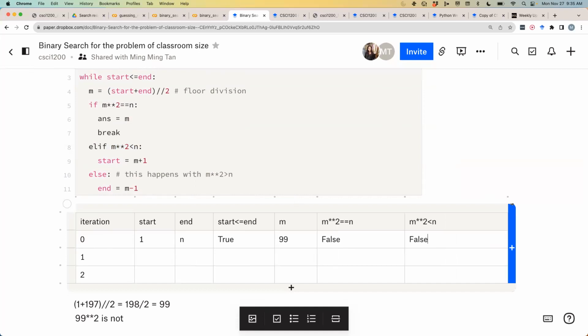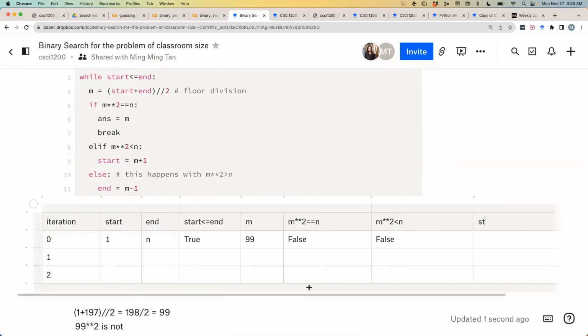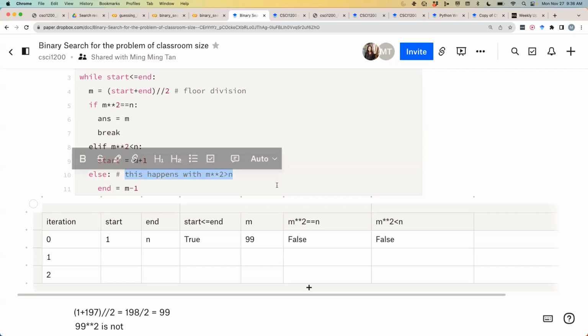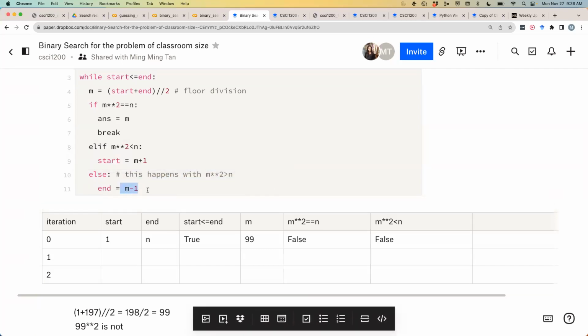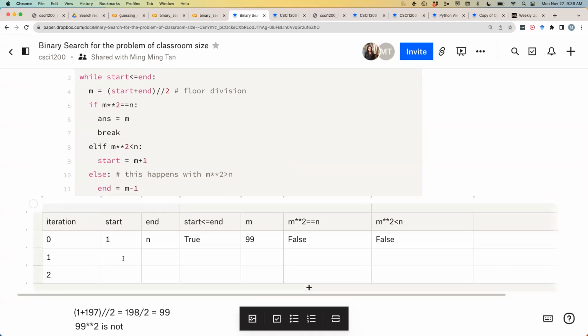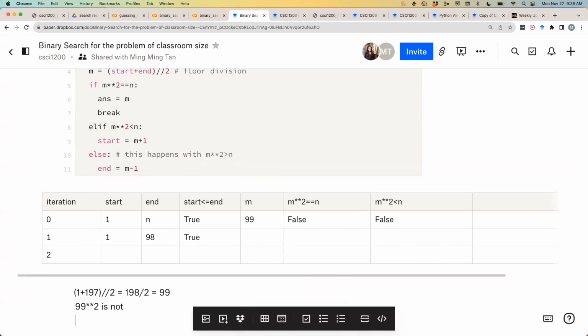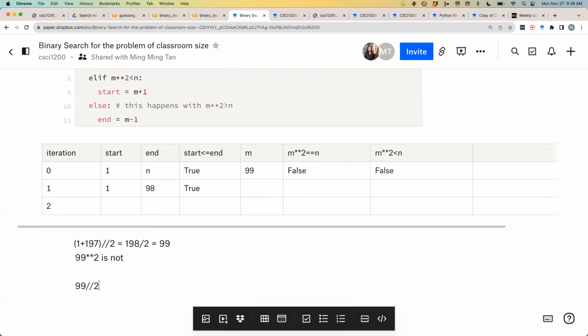So what will happen is that now your value of start and end will change. This happens when m squared is actually more than n, so your end will move to m minus 1. Okay, so in your next iteration, start will remain the same, but your end will be this value minus 1. So it will be 98. Okay, and then again, is it true? The answer is true. Okay, and then you take the middle value, and then you check again. So what is the middle value? It will be 99 divided by 2. Okay, that will be 49.